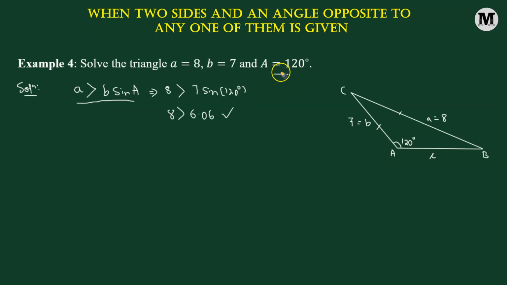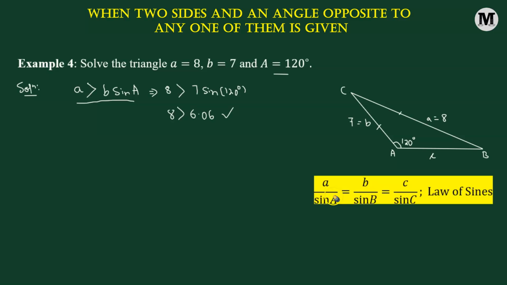So here we have case number 3 with angle A equal to 120 degrees. That means this is an obtuse angle, so here only one solution is possible. We're going to begin by using the law of sines. Since we have the side A and the side B, we're going to use the first two ratios.